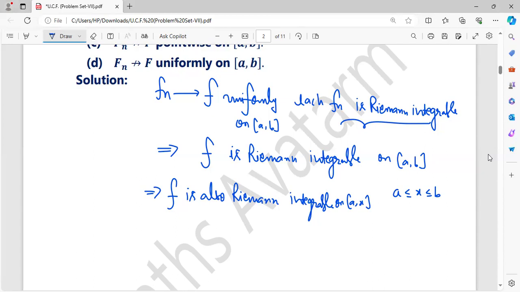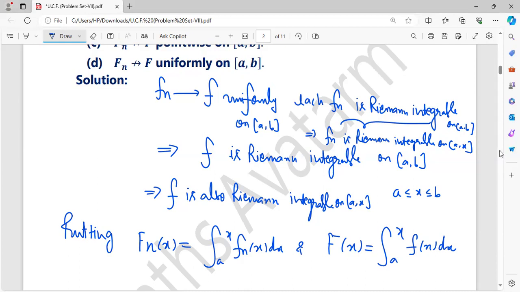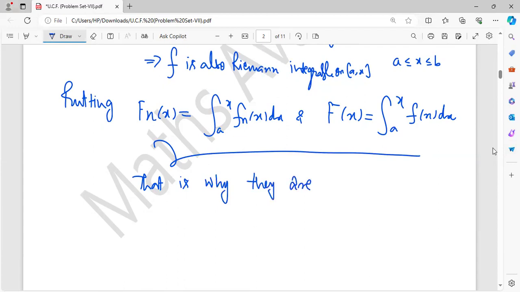Similarly, each f_n is Riemann integrable on the closed interval [a, b], so each f_n is Riemann integrable on [a, x], a smaller interval. That is, putting F_n(x) = integral from a to x of f_n and F(x) = integral from a to x of f(x) dx makes sense, because these functions are Riemann integrable on [a, x]. That is why these two functions are well defined.